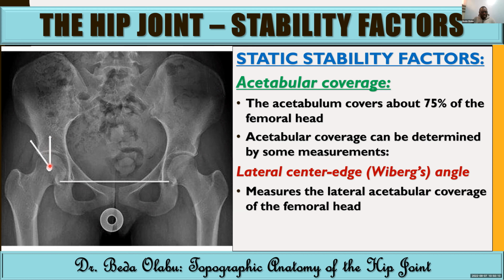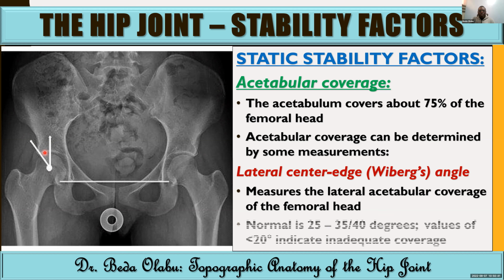So how we do it, you take the center of the femoral head, and that will determine your vertical line. Then you draw another line now at the lateral edge of the acetabulum. So this angle here is what we're calling the lateral center edge angle. The normal one will be about 25 to 35 degrees. Some people go even up to 40 degrees, no problem.